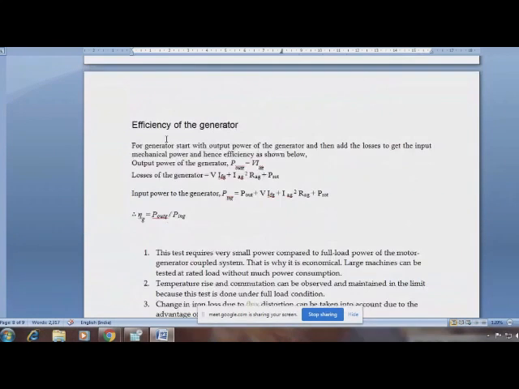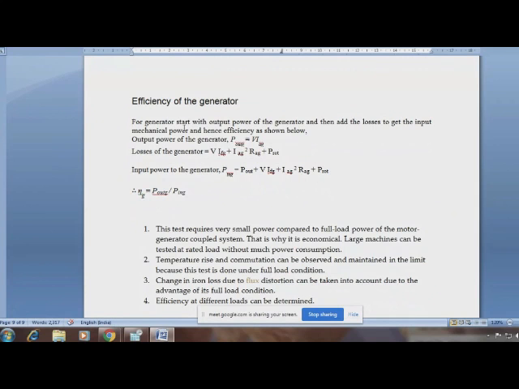Now, if I have to calculate the efficiency of a generator, we start with the output power of the generator and then add the losses to get the input mechanical power, and hence the efficiency. So for a motor, we start from input and subtract losses from the input to get output. For a generator, it is the reverse. We start from output and add losses to output to get input. Is it fine?